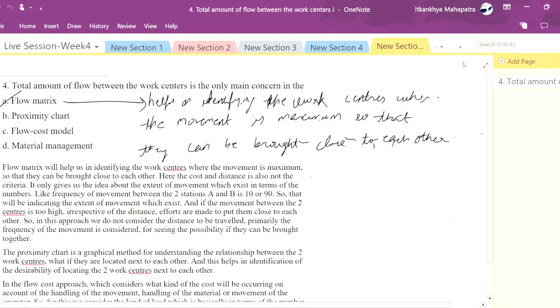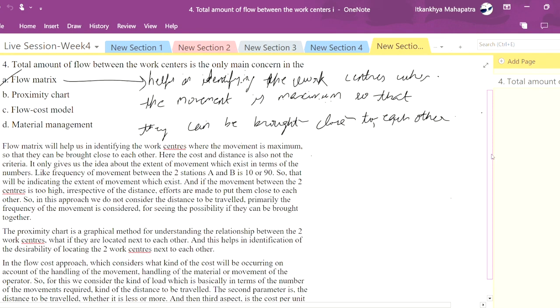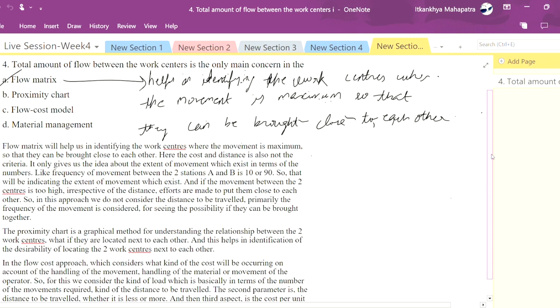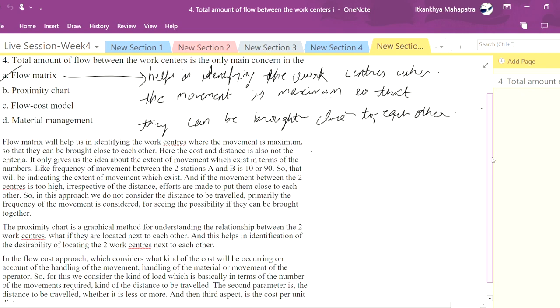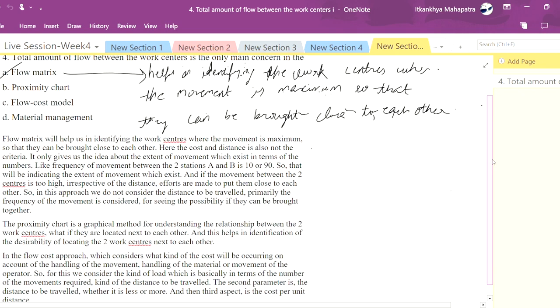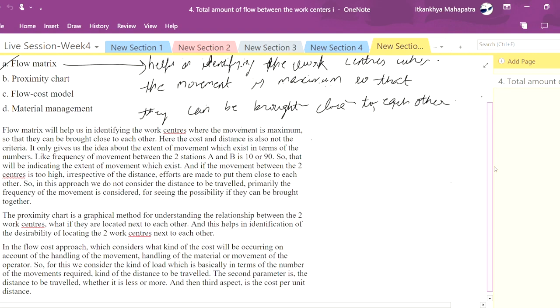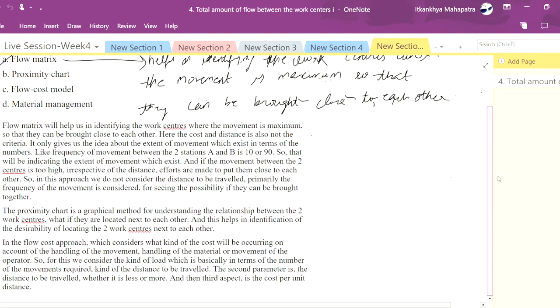Next, we also discussed the flow matrix, proximity chart, and low cost approach. So these are various methods. Flow matrix helps us in identifying the work centers where the movement is maximum. Proximity chart is a graphical method for understanding the relationship between two work centers. Low cost approach considers what kind of cost will be occurring on account of handling of the movement of material or movement of the operator.